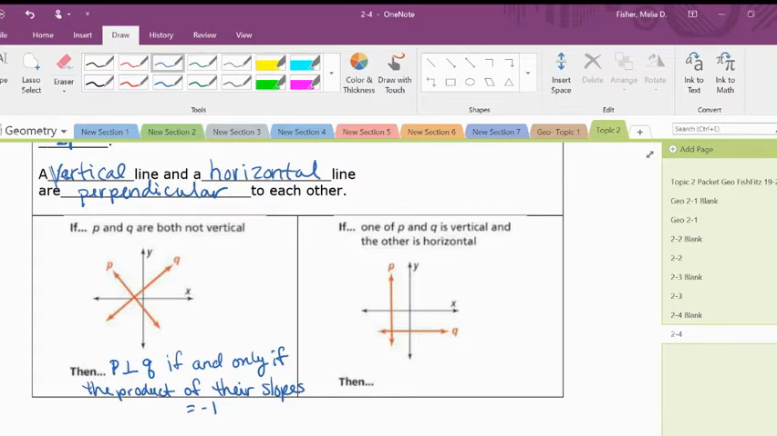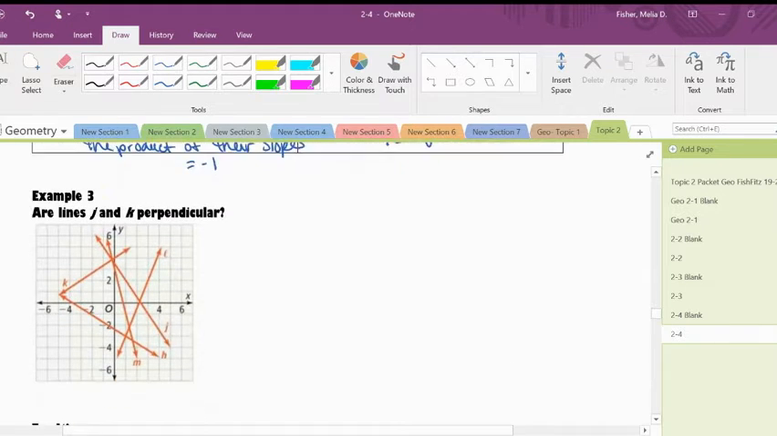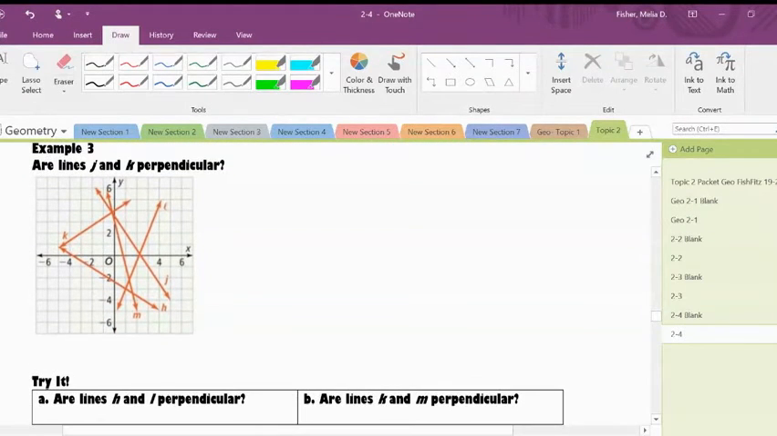Parallel and perpendicular lines are really obvious if one is horizontal and one is vertical. If one is horizontal and one is vertical, then P is perpendicular to Q. Let's explore this in example 3. Are lines J and K perpendicular?